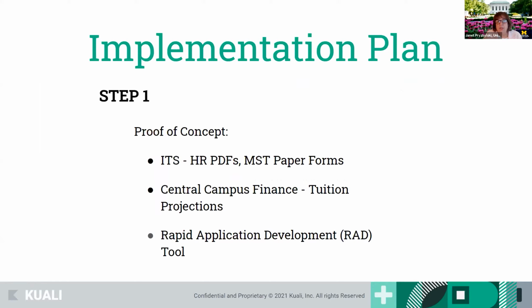From ITS, we had a PDF. From HR, a remote work form. From my team, Migrations and Scheduling team, MST, we had several forms, a preferred maintenance plan form and a vacation form. So we converted those into Build apps. Central Campus Finance, our partner there, we took their tuition projections process, which was all on Google spreadsheets, and we actually built it into an app for them.